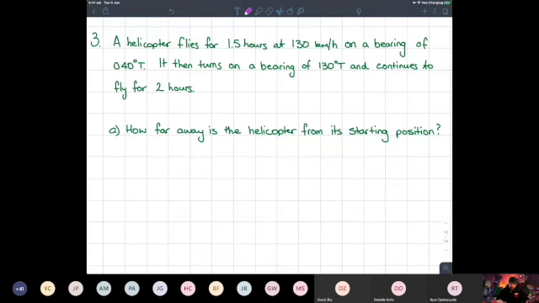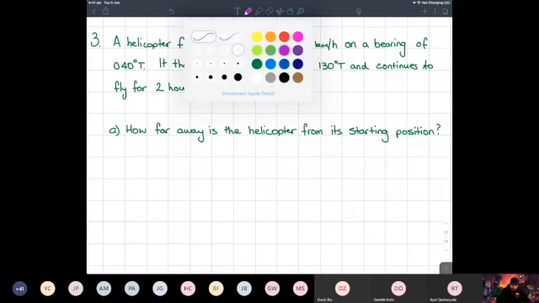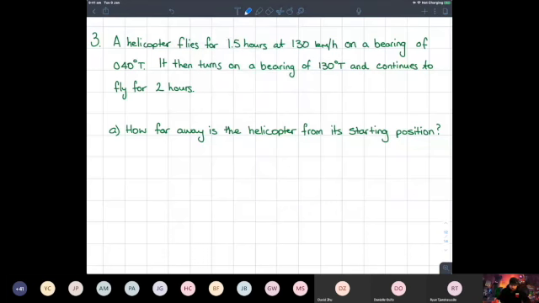All right, so that's information there that just tells us how to draw our diagram. And the first question we'll ask is, how far is the helicopter from its starting position? So what we need to do, let's draw a diagram. So let's start off with that first sentence. It flies for 1.5 hours at 130 kilometers an hour on a bearing of 040 degrees T. So that means 40 degrees. That's northeast somewhere. So I'm just going to chuck a point in. I'm going to label it S because that's my starting position.